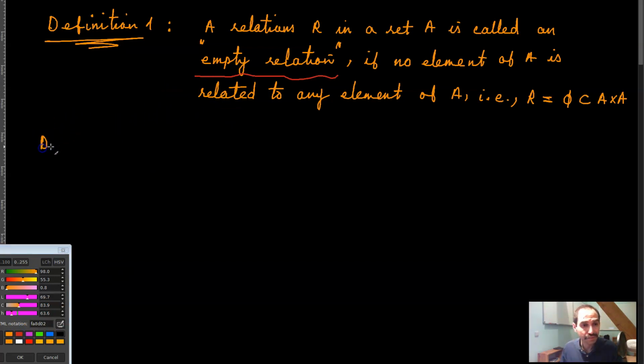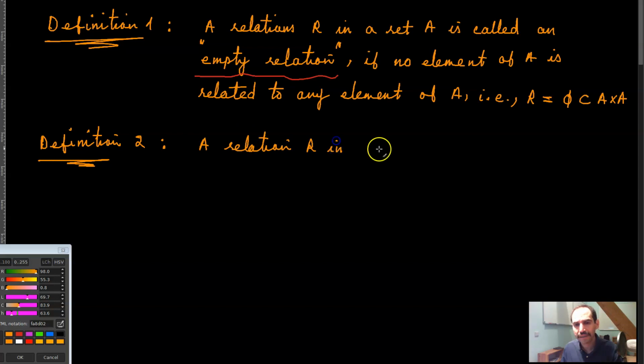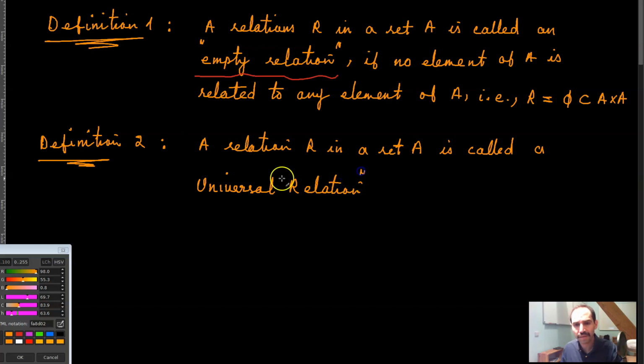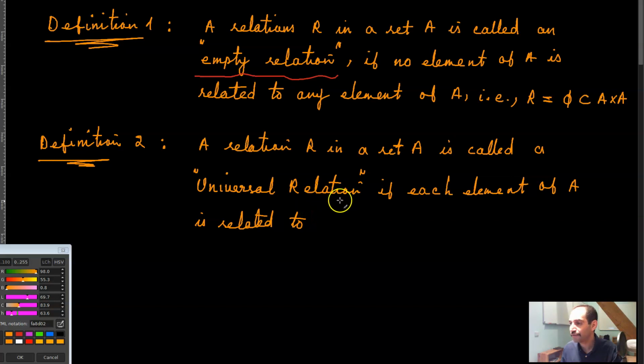And definition number 2: a relation R in a set A is called a universal relation if each element of A is related to every element of A.